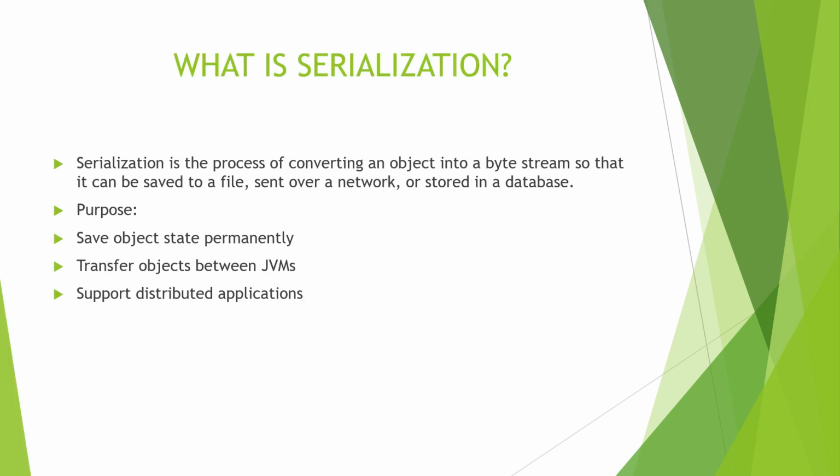So what is serialization? It is a process for converting a Java object into a byte stream. Now what is the purpose of this serialization? First of all, it saves object state permanently. Next, it helps in transferring objects between JVMs. And third, it supports distributed applications.